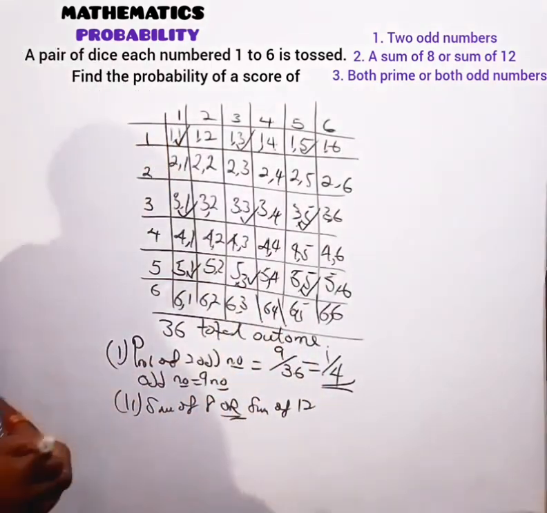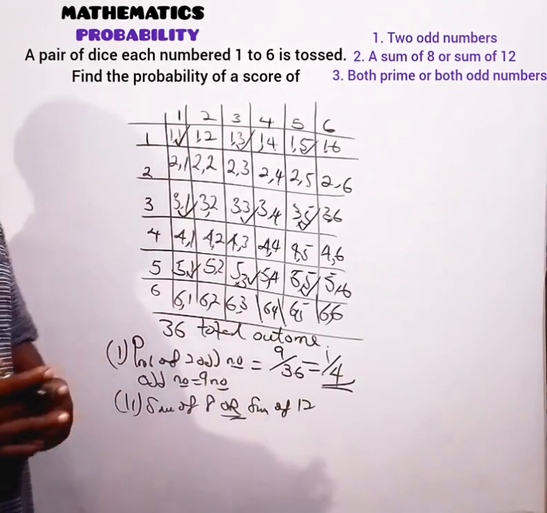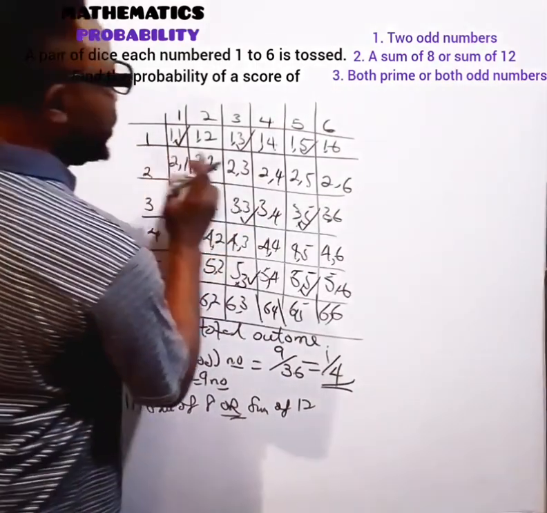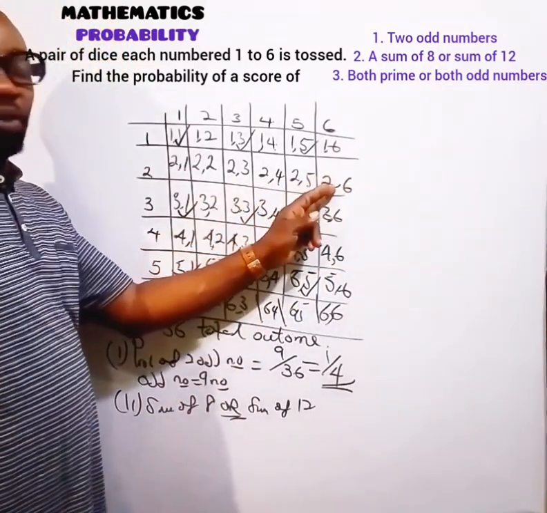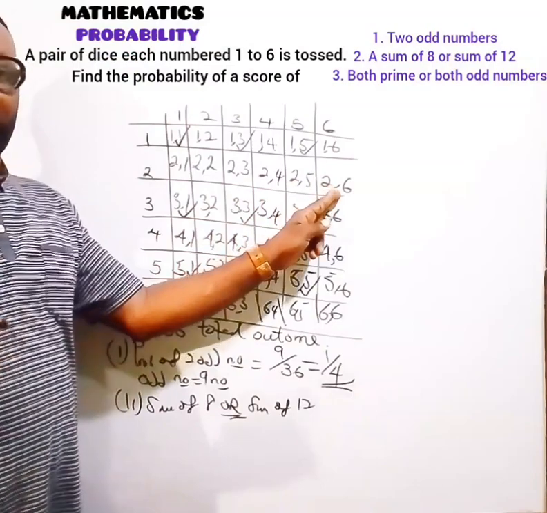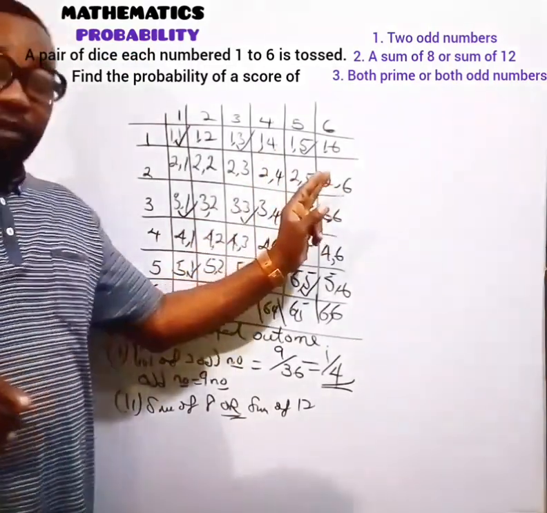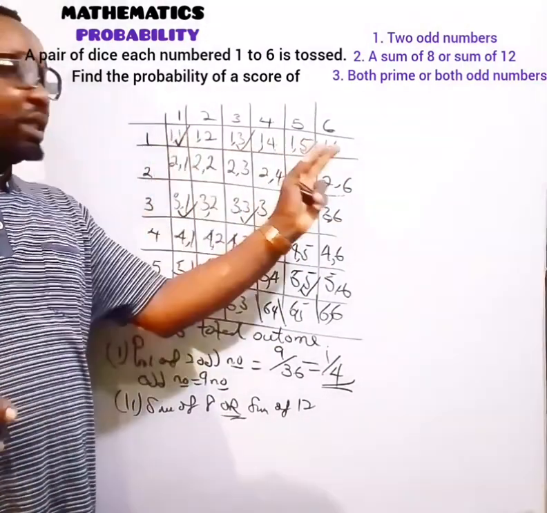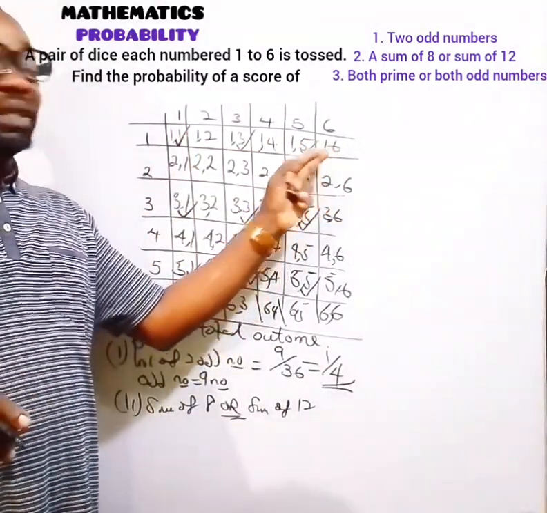Now, for us to have a sum of 8, let's look at those numbers that when we add them together, we are going to get 8. If you look at all the numbers here, it's only these that you can add together to get 8. Now, when you are given a question of this nature, when you get to that first number that is equal to 8, if you look here, no number is equal to 8 here. The last number that we have here, 1 plus 6, is 7.